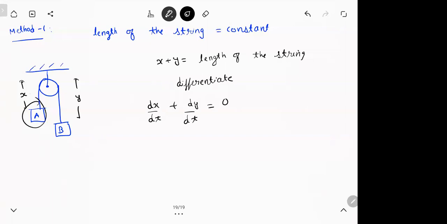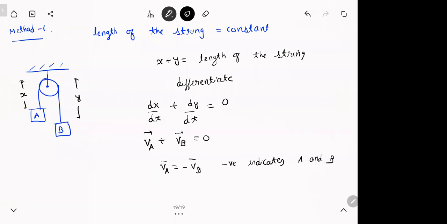Now when A goes, x will change. When B goes, y will change, isn't it? The x is being affected due to A's velocity. So what is dx by dt? V_A. Dy by dt is V_B. So from here we got V_A is minus V_B. So the negative indicates A and B are going in opposite directions. Means if A goes up, B will go down, which is obvious, which actually I know. But that is how we are trying to put it mathematically. Negative indicates A and B go opposite to each other.